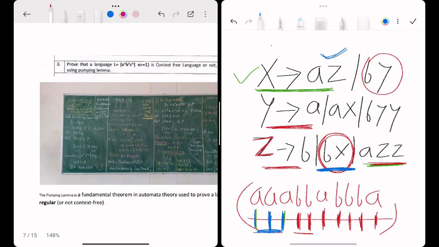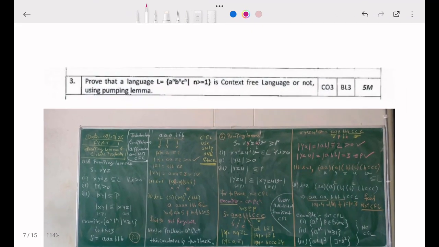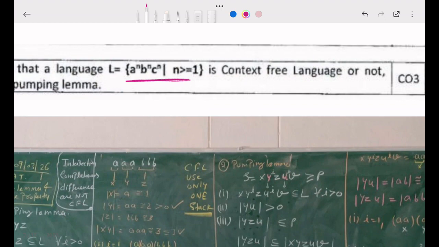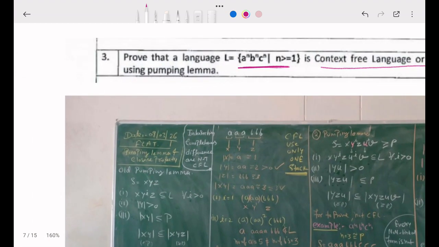Now I will come to the next question. What is the next question? Prove that the language a^n b^n c^n, n greater than or equal to 1, is a context free language or not, using the pumping lemma. This is very important.